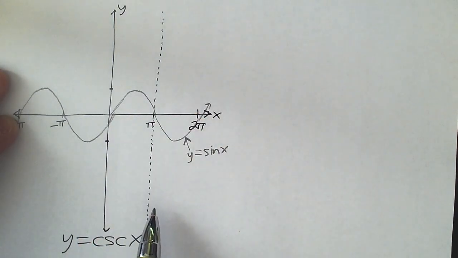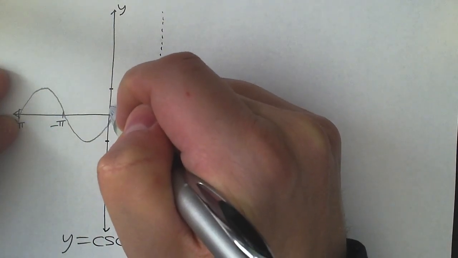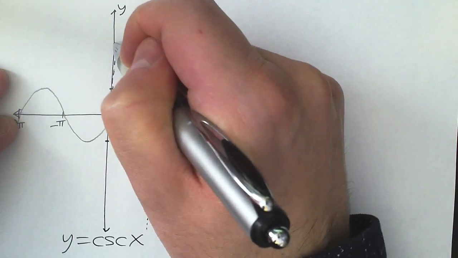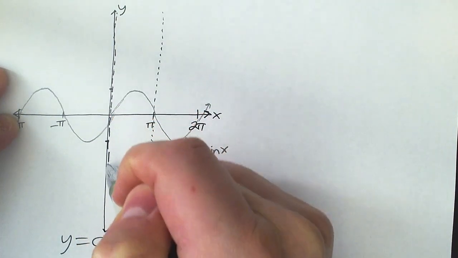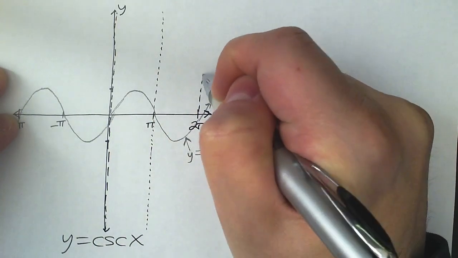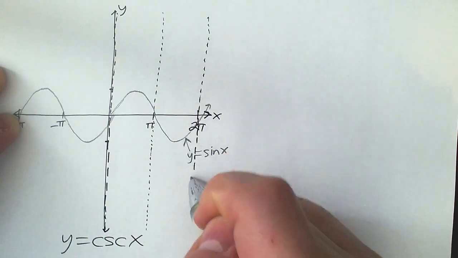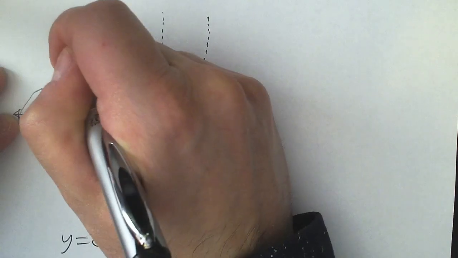We got a vertical asymptote. Well, it turns out that that's going to happen anywhere that sine is at a height of 0, we would have a 1 over 0. So you can use that as a guide for where the vertical asymptotes go every time sine touches the x-axis. So that's one thing.